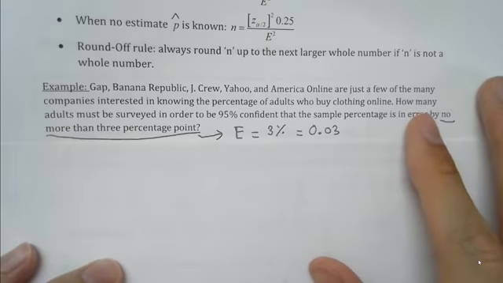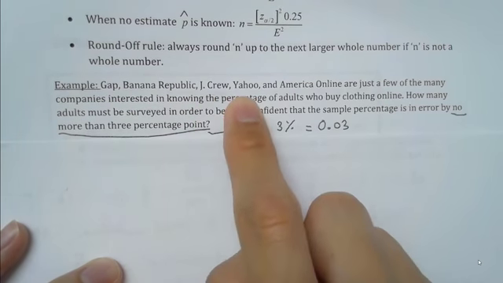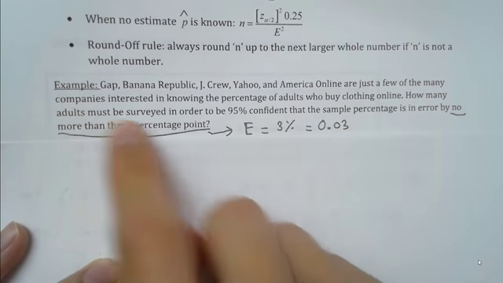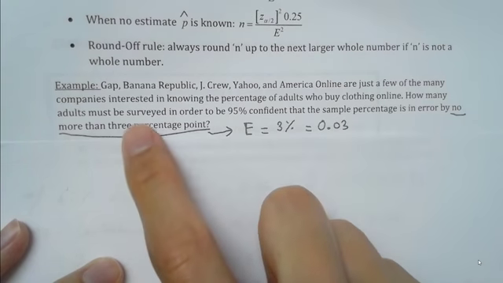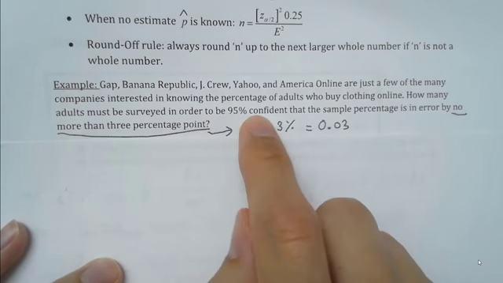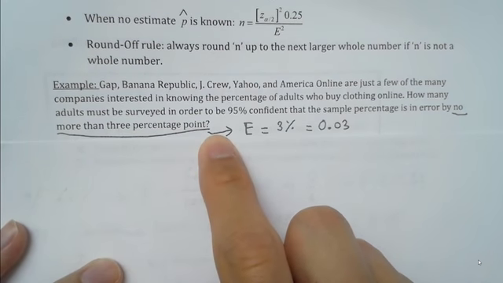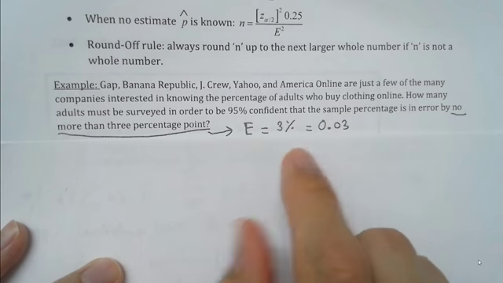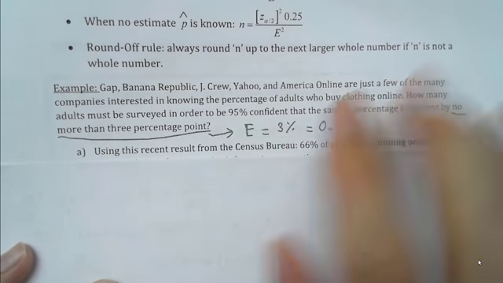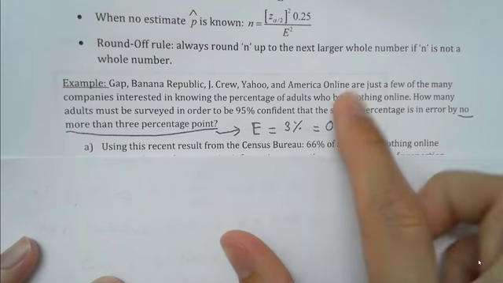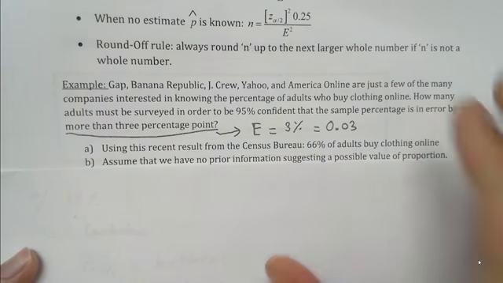Alright, let's go over the next example. Gap, Banana Republic, J. Crew, Yahoo, and America Online are just a few of the many companies interested in knowing the percentage of adults who buy clothing online. How many adults must be surveyed in order to be 95% confident that the sample percentage is in error by no more than 3 percentage points? So you don't want the margin of error to be bigger than 3%, and 3% as a decimal is 0.03. And using recent results from the census survey, we know that 66% of adults buy clothing online. So let's try that for part A.